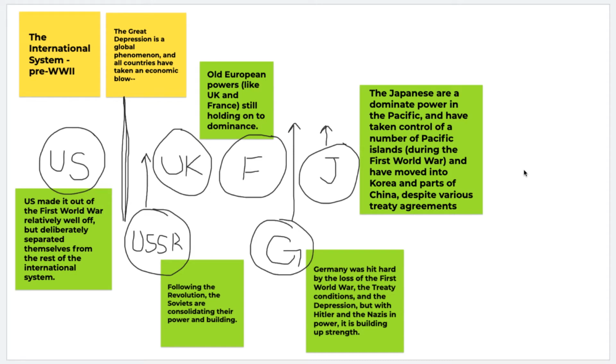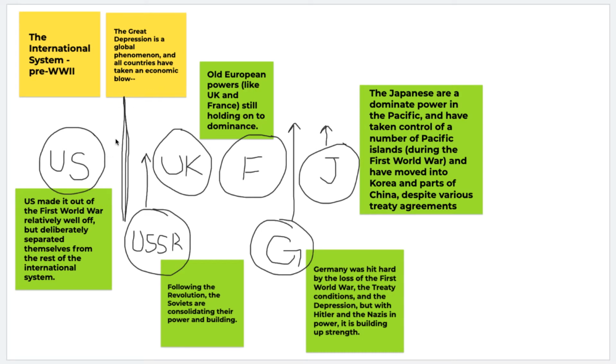The Great Depression is a global phenomenon, and all countries have taken a kind of economic blow. So we do have some that are doing better than others. The US, while hit very hard by the Great Depression, is in a better position than some other countries are, but we've intentionally separated ourselves. After the First World War, we declined to join the League of Nations, and so we've kind of barred ourselves from everyone else. That's why I have that kind of bar drawn here.